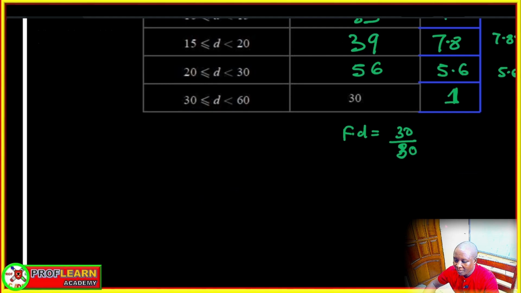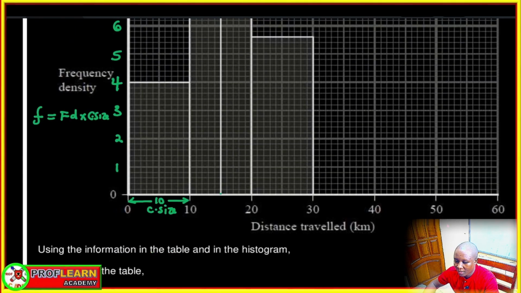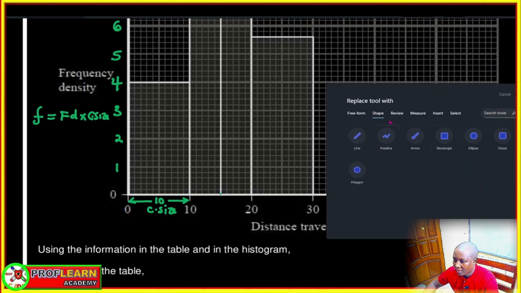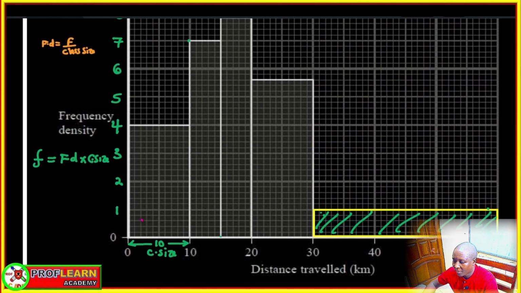Then we are going to look at the next question. What are we asked? We are going to add that part for 30 to 60. We got the frequency density to be 1, so we are now completing the histogram. So from here our histogram is completed.